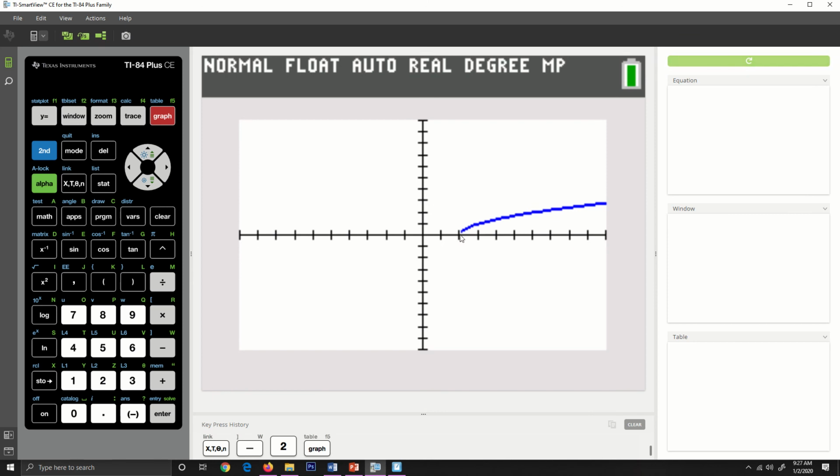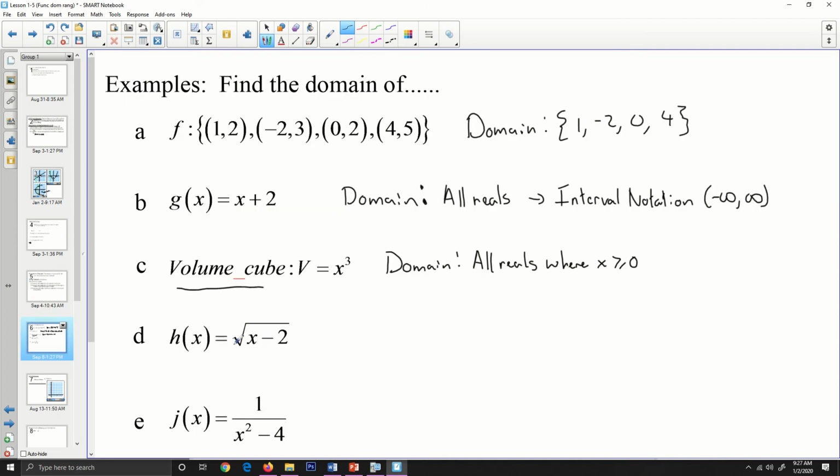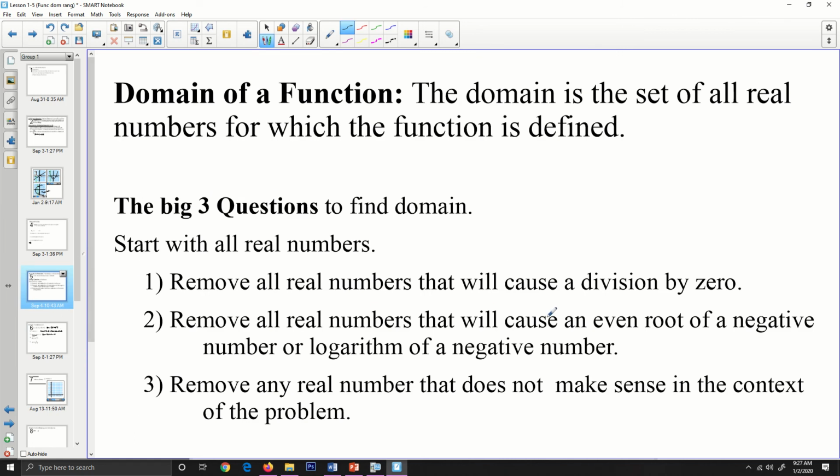And so it looks to me like it might start just a little bit after 2 based on what the graph looks like. But we still have to follow the rules. We start with all real numbers. We remove any value of any real number that will cause a division by 0. Well, if I look at this, I got no divide symbol, but I do have this third one where it says it cause the even root of a negative number.